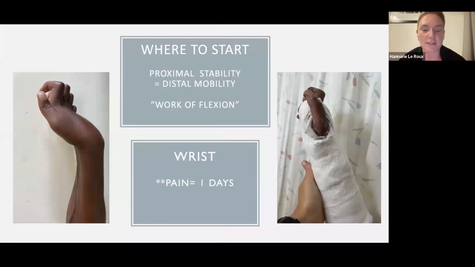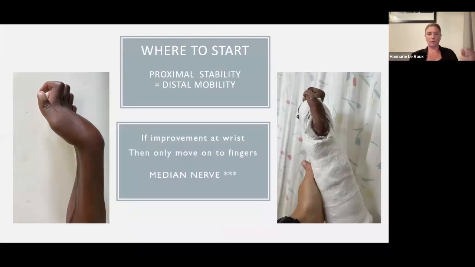So where to start? With Sims, you get a hand like that on the left. That is his hand on the right. You start with proximal stability equals distal mobility. That's how you tackle all these hands. You go for proximal, you go for the wrist. The force you apply must only be painful that day, and then it settles quickly. They mustn't need pain tablets for more than a day. If they do, you've made it too tight. We work on proximal stability, getting the wrist into extension so that we can overcome that flexion, and then improvement at the wrist.